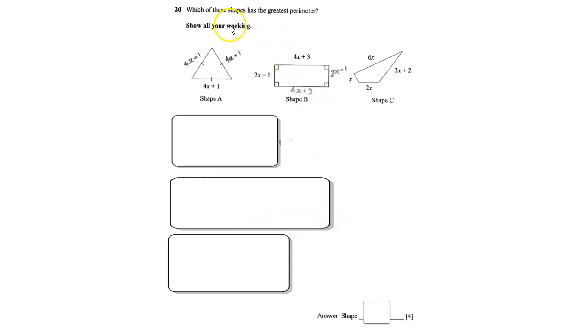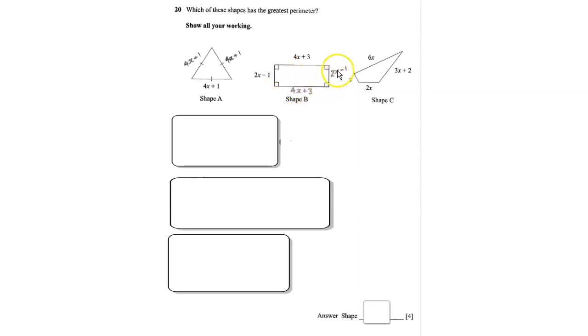So question 20 is a perimeter question. It says, which of these shapes has the greatest perimeter? Now you can see that shape A is an equilateral triangle. So if one side is 4x plus 1, then all sides must be 4x plus 1.